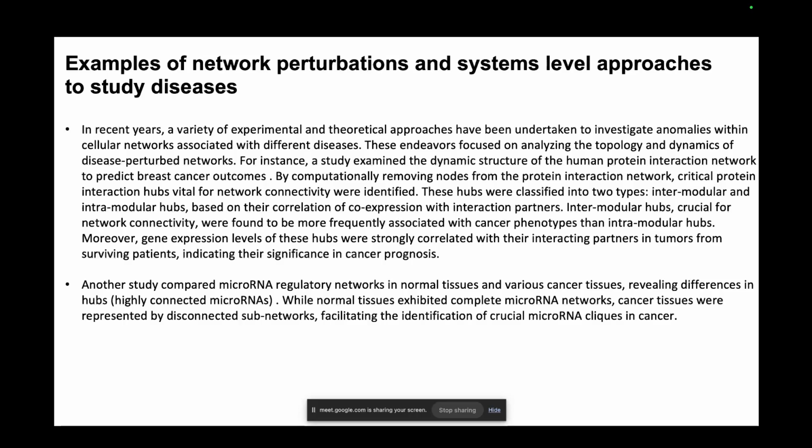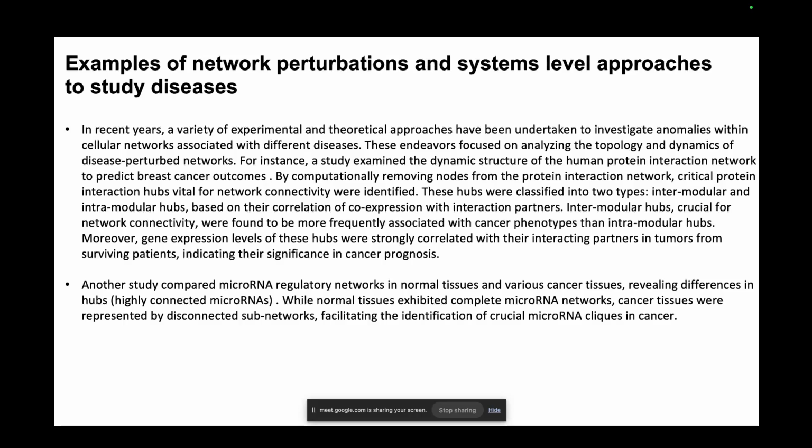But just to give you an idea, intermodular hubs is basically if you consider two highly connected networks being connected by a single node, or a set of nodes that is connecting two highly connected parts of the network. So that will be what is known as an intermodular hub. An intramodular hub will be inside that module. We'll define modules and those things later. So inside that module, how are the nodes actually connected?